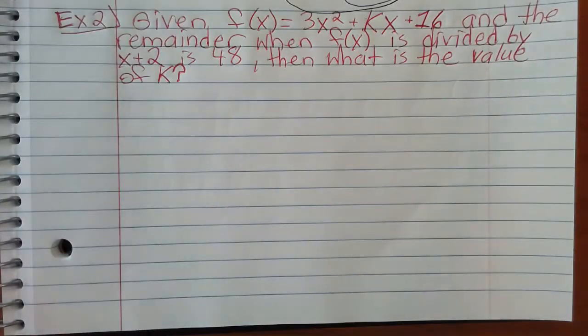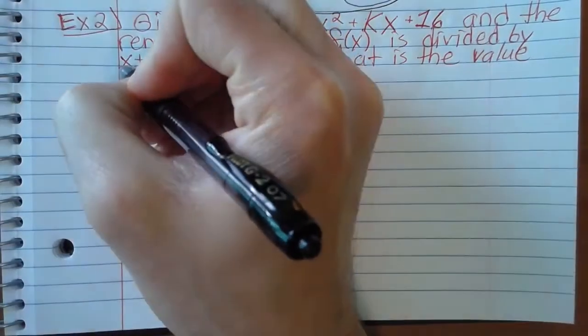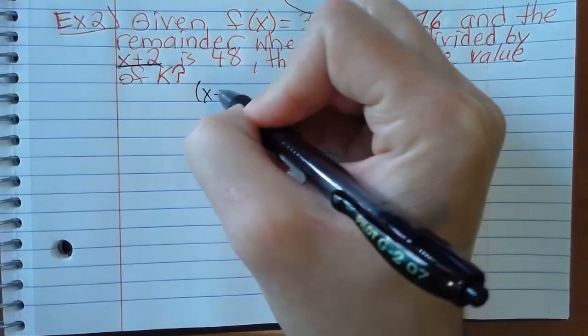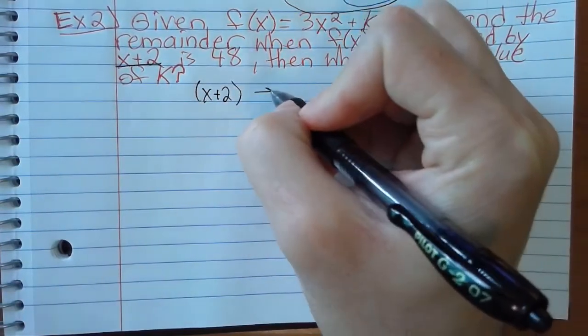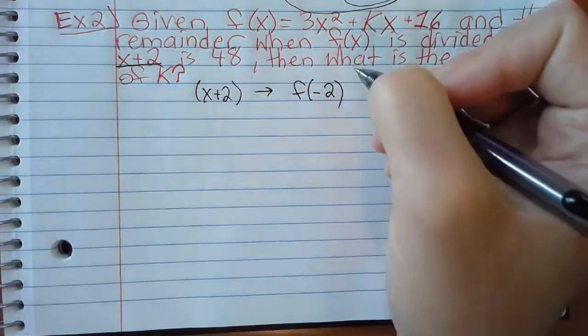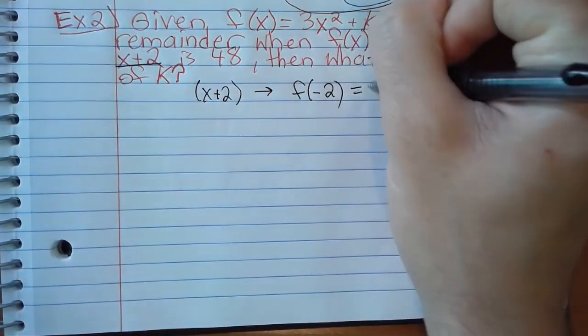Here we have example number 2. We are given f of x is equal to 3x squared plus kx plus 16, and the remainder when f of x is divided by x plus 2 is 48. Then it's asking for the value of k. For this problem, we need to look at that x plus 2 right here first. So we take that factor of x plus 2, and by the remainder theorem, f of negative 2 is equal to 48.